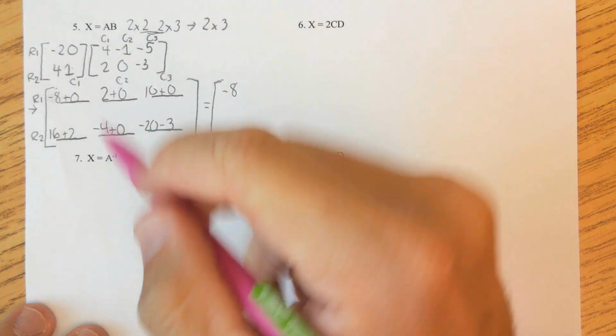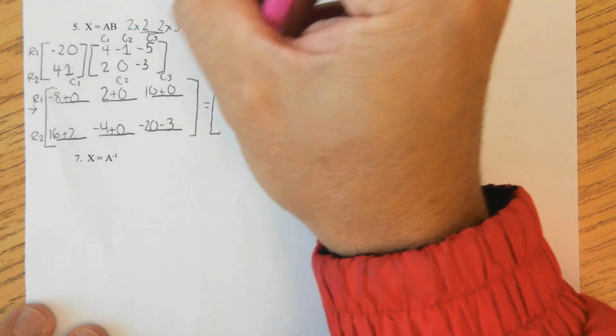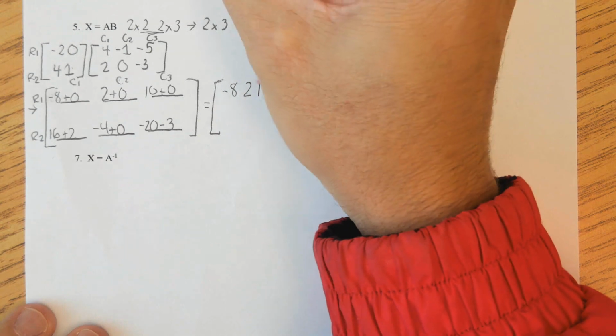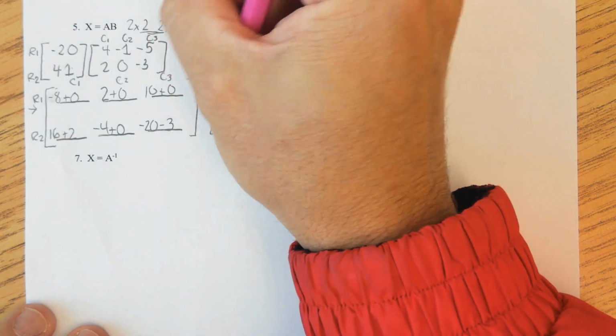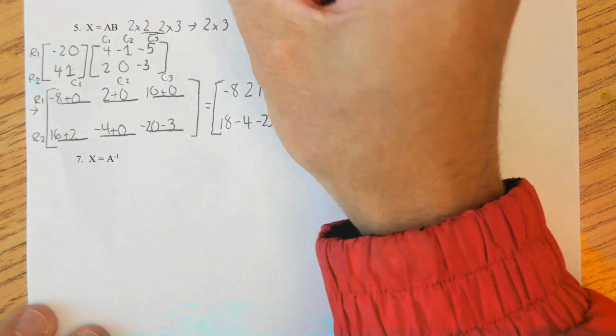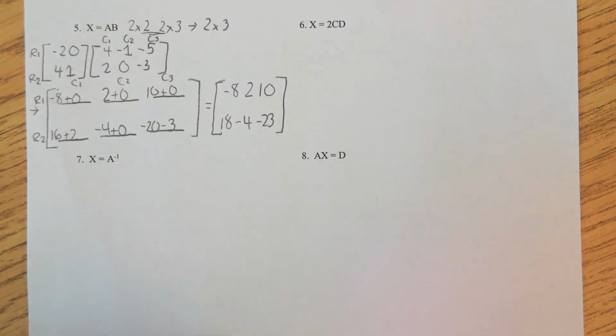And now for our answer here, we're just going to go ahead and simplify everything, and then we'll be done. So negative 8 plus 0, that's just a negative 8. 2 plus 0 is 2. 10 plus 0 is 10. 16 plus 2 on the bottom there, 18. Negative 4 plus 0, negative 4. Negative 20 minus 3 is negative 23. And there you go.